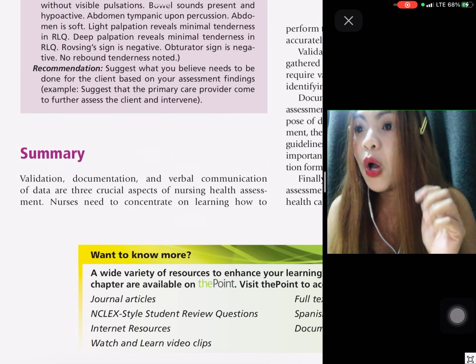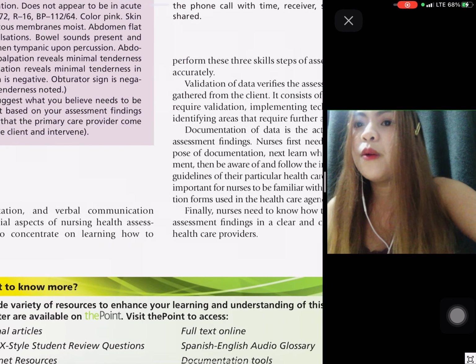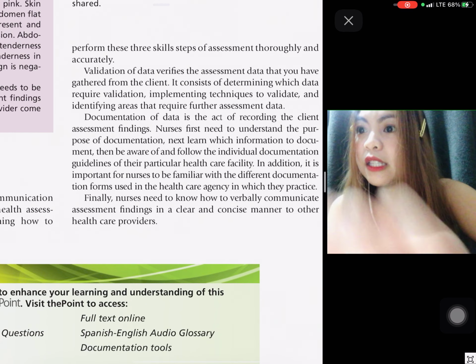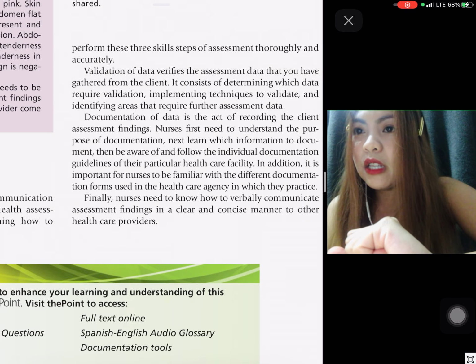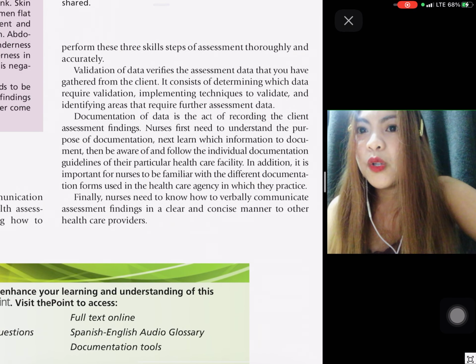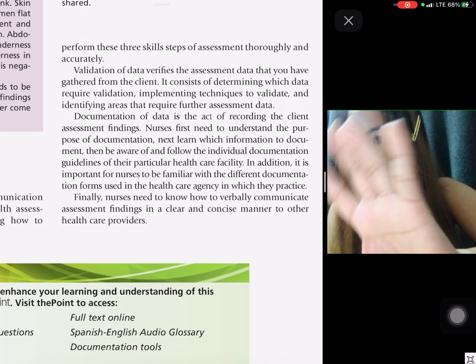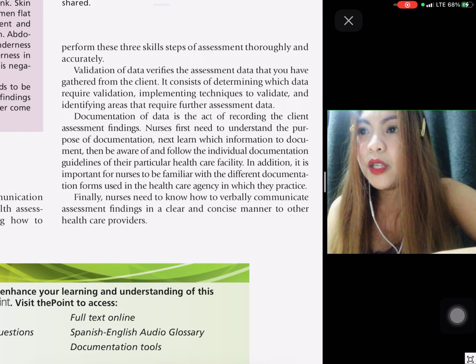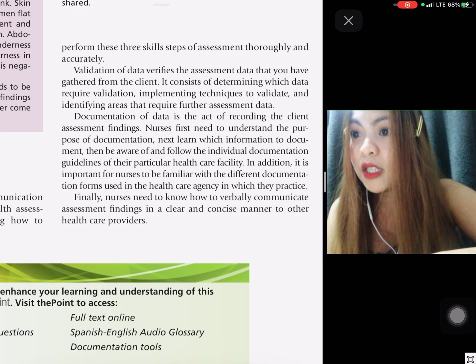So, validation of data, summary lang to, okay? Validation of data verifies the assessment data that you have gathered from the client. It consists of determining which data require validation, implementing techniques to validate, and identifying areas that require further assessment data. Documentation of data is the act of recording the client assessment findings.